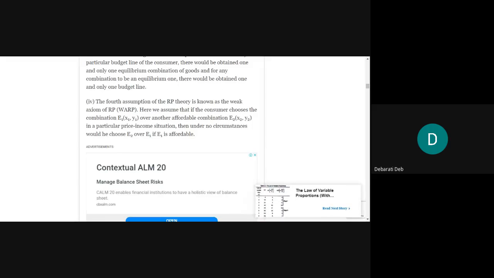The fourth assumption of the revealed preference theory is known as the weak axiom of revealed preference. In short, we will name this WARP from now onwards. Here we assume that if the consumer chooses the combination X1 and Y1 over another affordable combination X2 and Y2 in a particular price-income situation, then under no circumstances would he choose E2 over E1 if E1 is affordable. This is called the weak axiom.